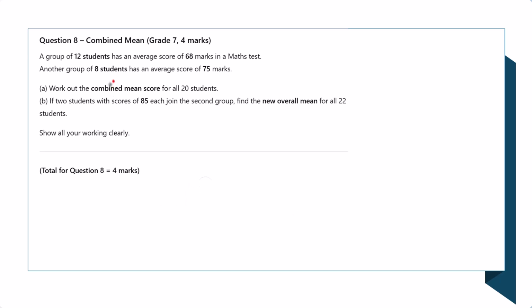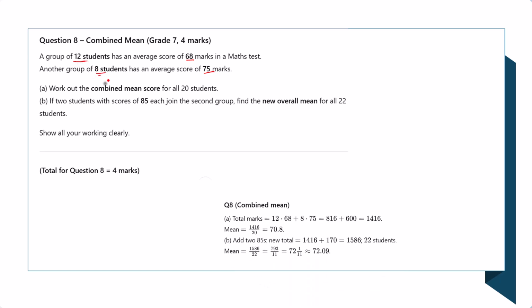Okay, now when you have 2 groups like this, do not try to add 68 and 75 and divide by 2. Don't do that, because the number of students in each group is different. So if you've done this and you got the answer as 70.8, and the next one as 72.09 or roughly 72, then you can move on. Okay, so let me move on.